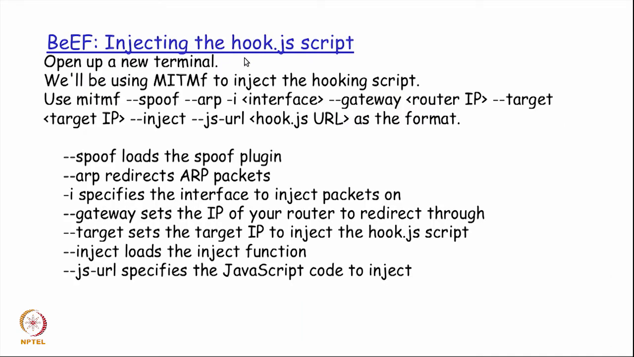Before we have the capability to do the attack, we need to run another command called mitmf. MITM stands for man in the middle and f stands for framework, just like in BEF. This command has to be run with these options: mitmf --spoof --arp and so on. The --spoof option tells this command to load the spoof plugin, which does very similar activity to what we talked about earlier regarding ARP spoofing.